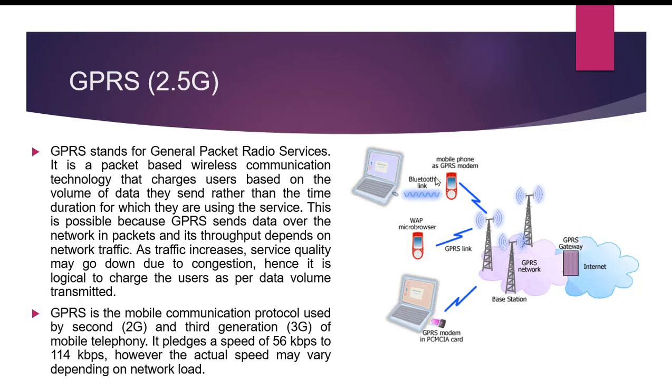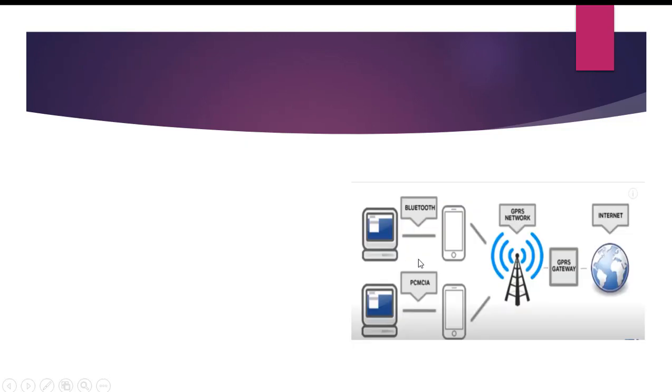GPRS is a mobile communication protocol used by the second generation as well as the third generation of mobile telephony. It promises a speed of 56 kbps to 114 kbps. However, the actual speed may vary depending upon the network. So this is all we have in GPRS, and now you can simply see the diagram. We have the station, right? GPRS, or you can say receiver and transmitter, which sends these signals to all the mobiles and back to the server or internet.